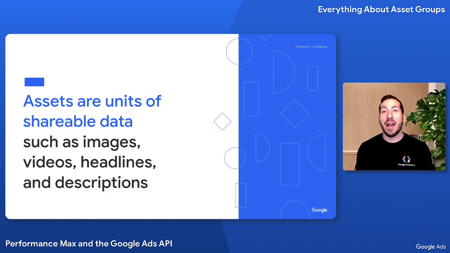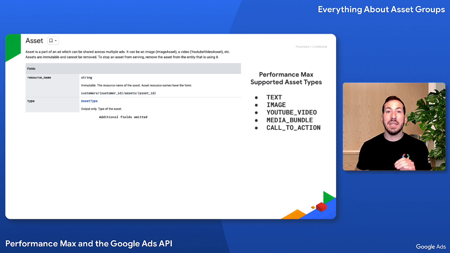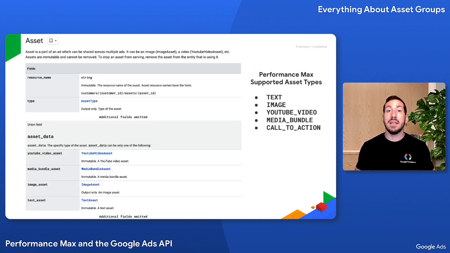As a bit of background, assets are units of shareable data such as images, videos, headlines, and descriptions that are used to construct different types of ads across multiple formats, such as display, YouTube, App Store, and so on. Each asset has a type of asset type, which is an enum in the Google Ads API. However, the asset type field is output only.